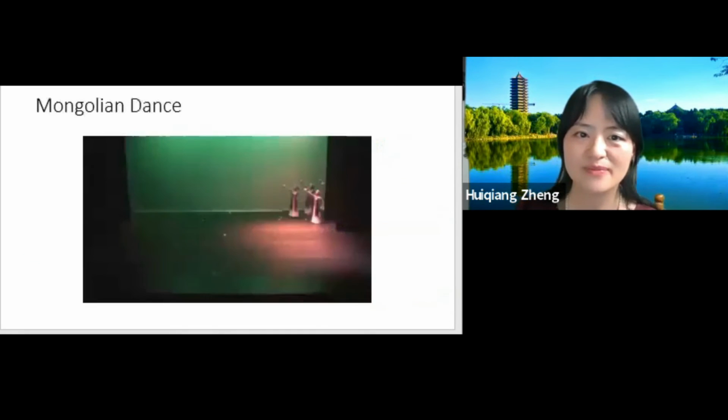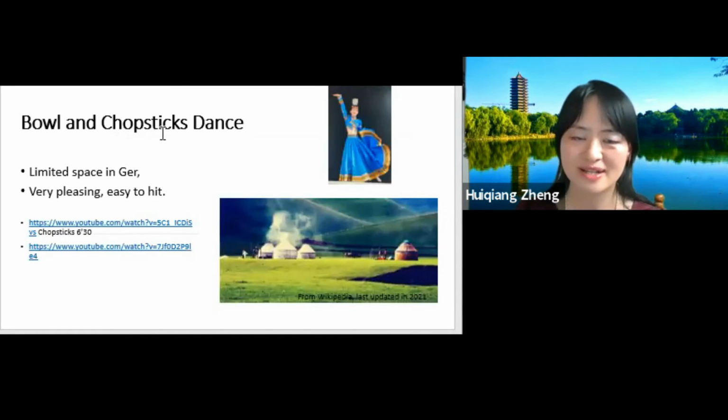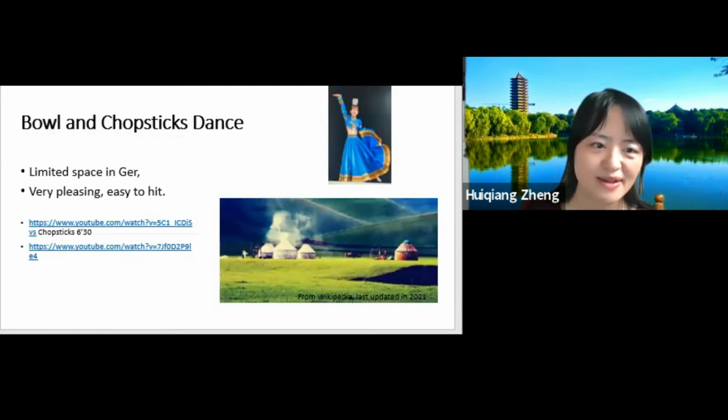So the dance I showed you just now is one of the typical Mongolian dances called the Bao dance. In Mongolian dance, there are the Bao dance and the chopstick dance. Mongolian dances use chopsticks, balls, and other small handheld items like wine cups, which are used in daily life. The Bao dance is a kind of female solo dance, but it was originally performed by males.